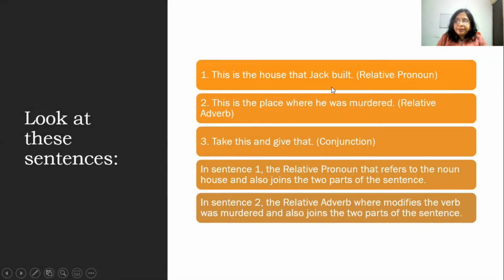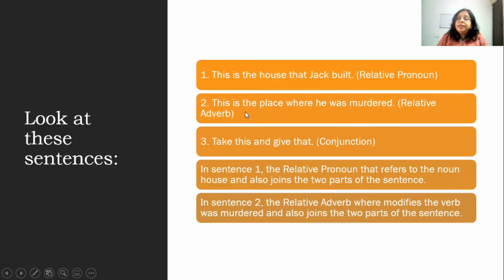Look at these sentences. Here the same word which we have read as a conjunction can be used in other ways. They can be used as a relative pronoun, a relative adverb, or a conjunction. Let us see. This is the house that Jack built. So in this sentence, that is the word which is used as a relative pronoun.